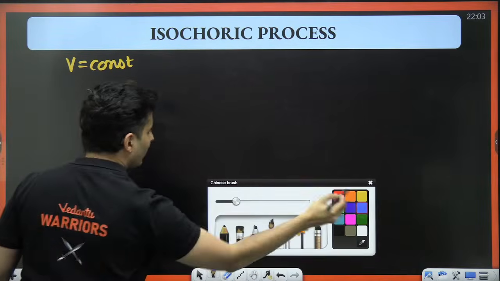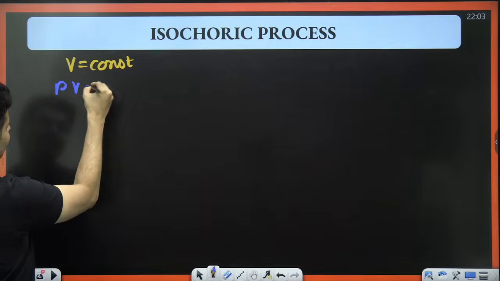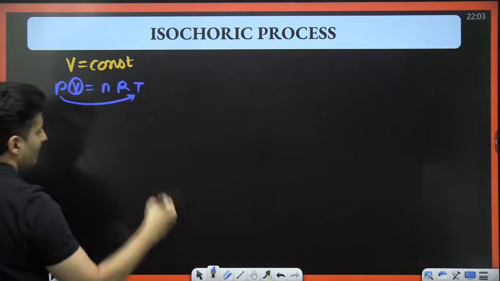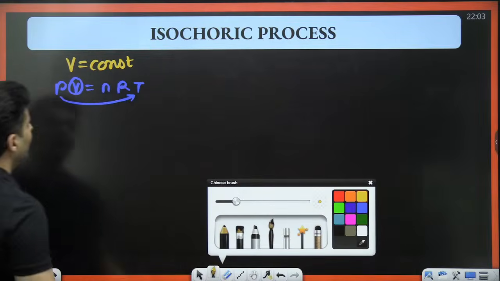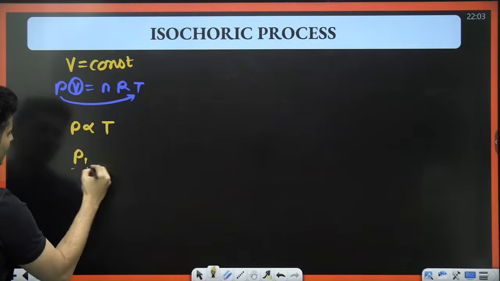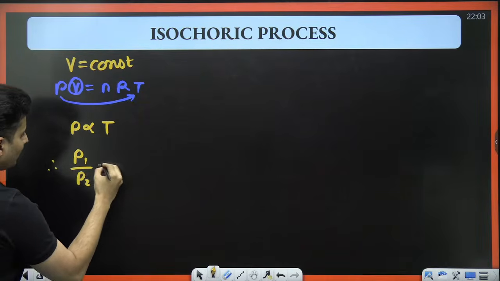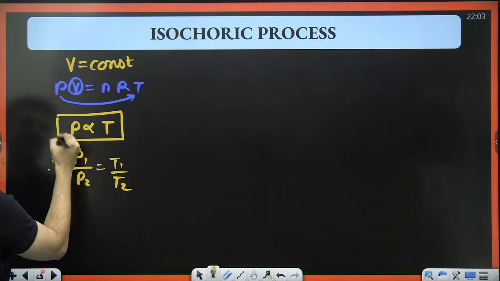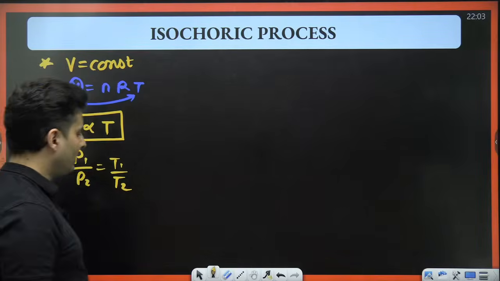Volume is a constant, and since we know PV is equal to nRT, you can see pressure and temperature are directly related to each other. So pressure is directly proportional to temperature. Therefore, P1 by P2 will be T1 by T2. That's it. So pressure will be directly proportional to the temperature.